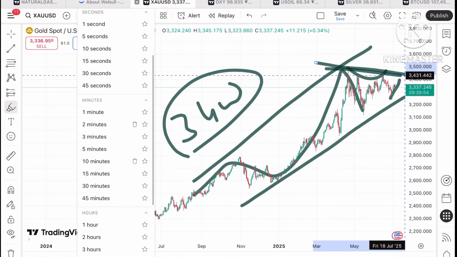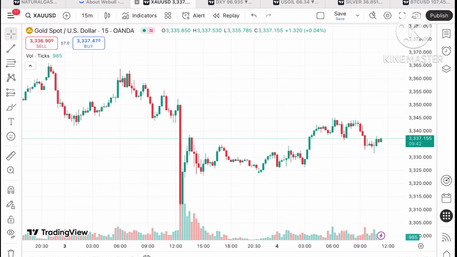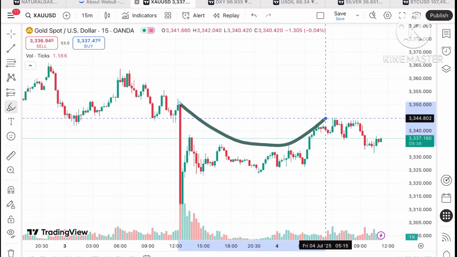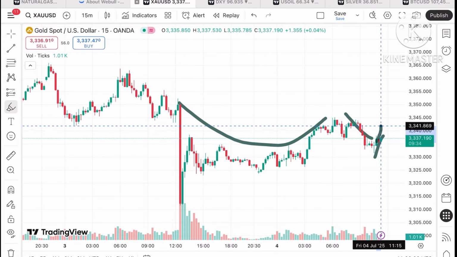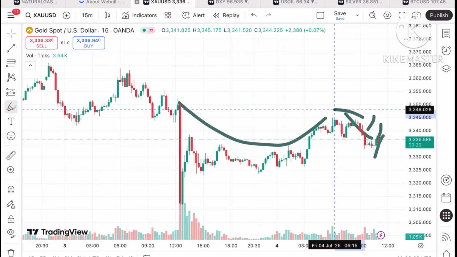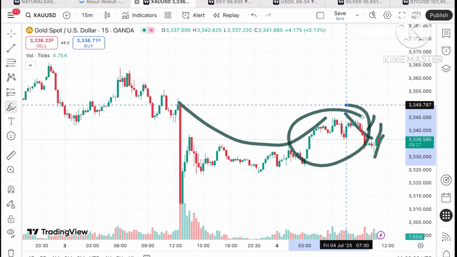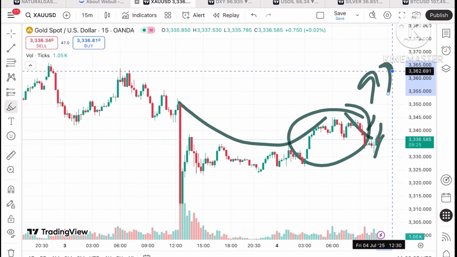On the 15 minutes chart and 2 hours chart, you will see clearly how the price has moved intraday. A U pattern is forming, and after that there is a downfall. If the price sustains above this level, it can move towards 3340, from there a level of 3342, and from there it will move above a level of 3350. Once the price goes above this level, a further upside can be seen.